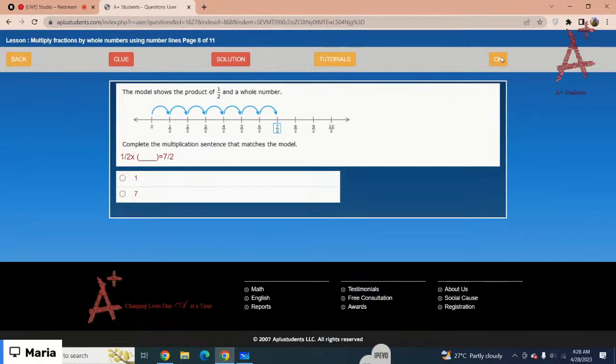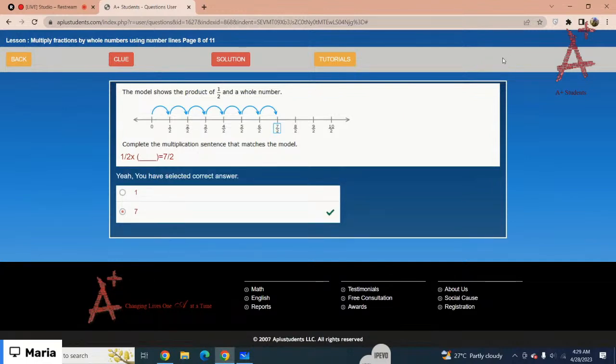Okay, 1 by 2 times the missing number equals 7 by 2. So which number is missing? 1 times 1? No, 1 times 1 is 1. 1 times what number makes 7? Yes, that would be 7. 1 times 7 makes 7. So that means the missing number is 7.